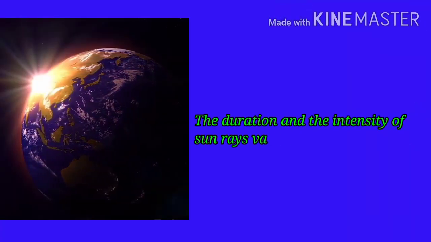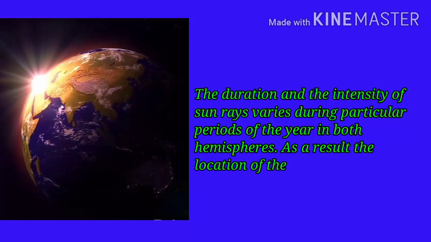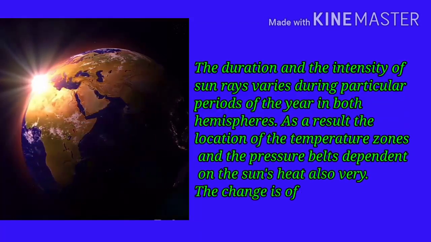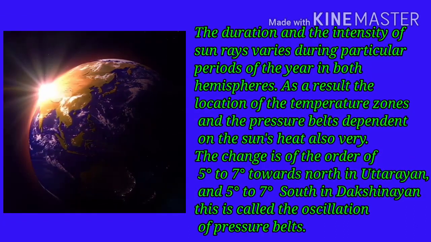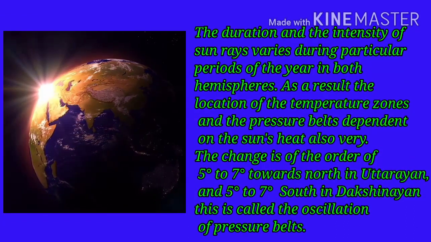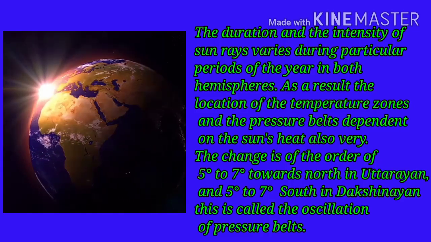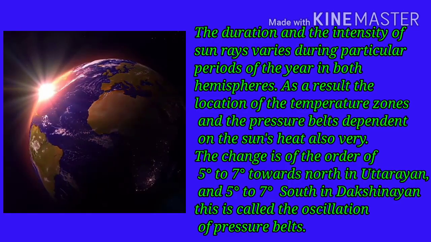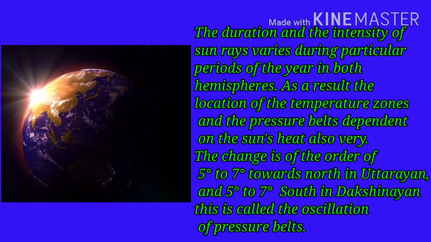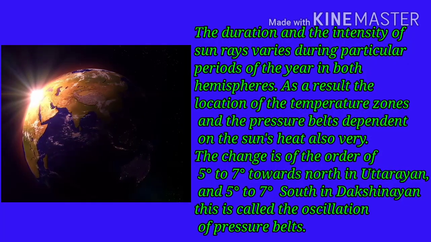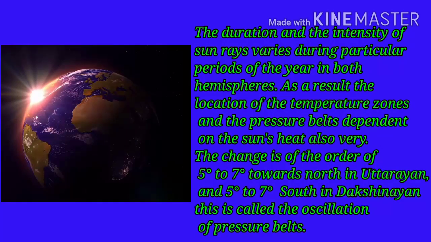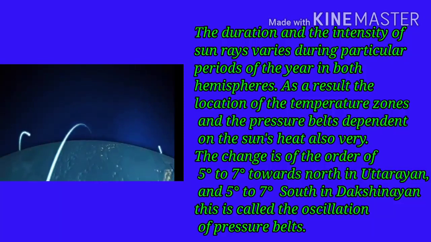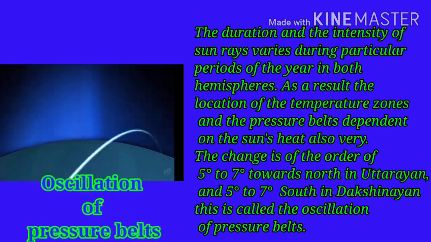The duration and the intensity of sun rays varies during particular periods of the year in both the hemispheres. As a result, the locations of the temperature zones and the pressure belts dependent on the sun's heat also vary. This change is of the order of 5 degree to 7 degree towards north in Uttarayan and 5 degree to 7 degree south in Dakshinayan. This is called the oscillation of pressure belts.